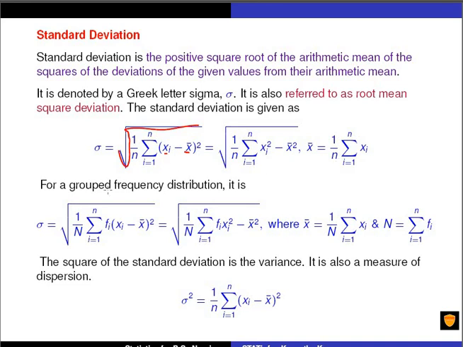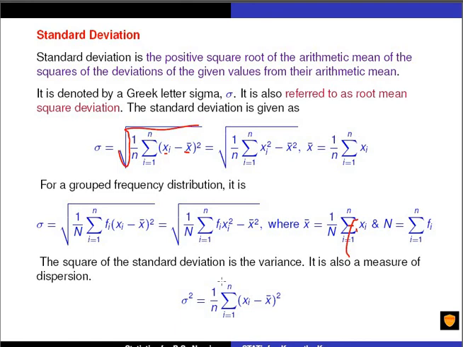Now for a group frequency distribution, this is the formula for calculating standard deviation: square root of 1 by capital N summation fi into xi minus x bar whole square. If you break this formula, we get square root of 1 by capital N summation fi xi square minus x bar square. And x bar is 1 by capital N summation fi xi, and capital N is equal to summation fi.